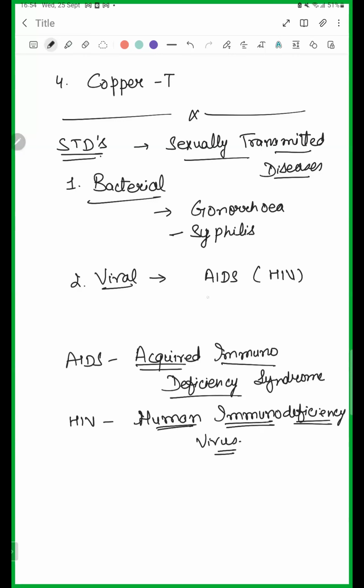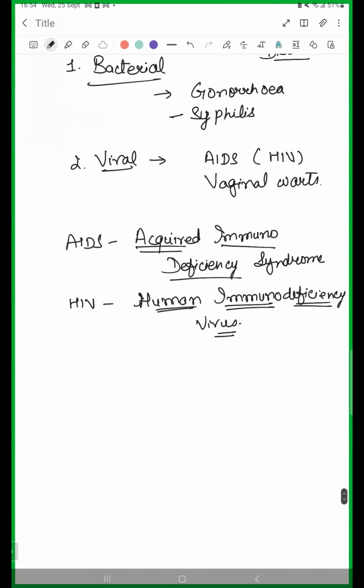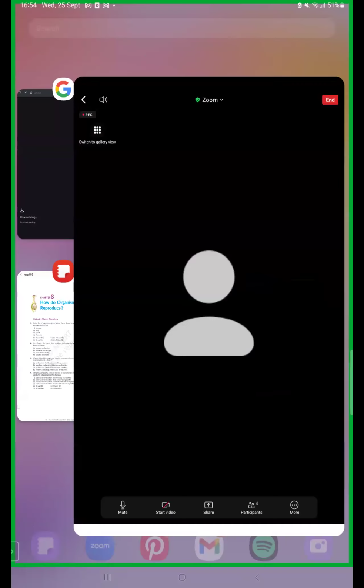The second disease caused by a virus is vaginal warts. Now, all these diseases, bacterial or viral, can be transmitted from an unhealthy person to a healthy person. The only way to prevent this is through the barrier method. None of the other methods discussed provide protection against STDs. So this is all for this chapter, reproduction. If you have any doubts, you may ask.